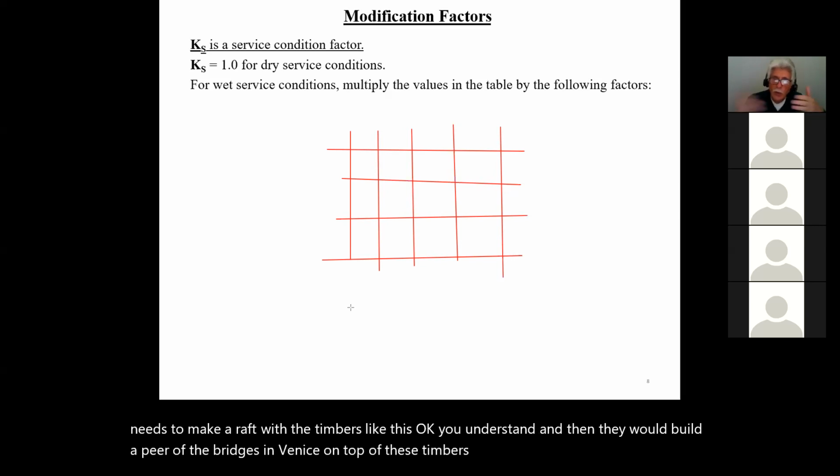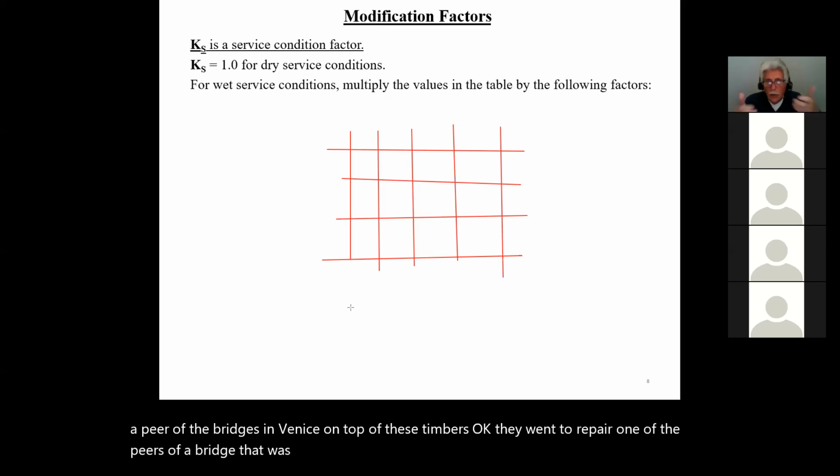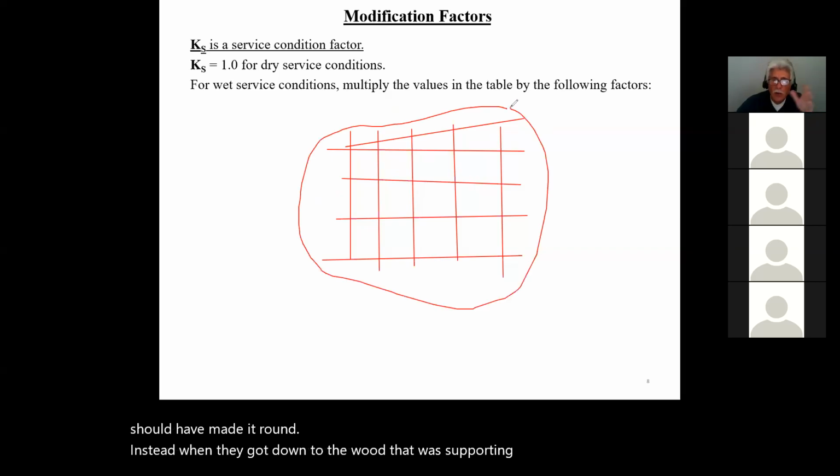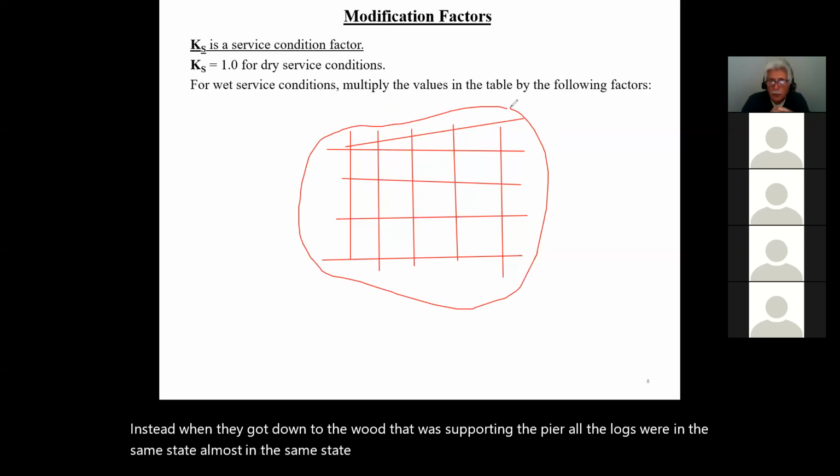They went to repair one of the piers of a bridge that was 400 years old. When they got down to the mat, to this raft, sorry, I should have made it round, when they got down to the wood that was supporting the pier, all the logs were almost in the same state as when they placed them there when they built the bridge. They didn't rot.